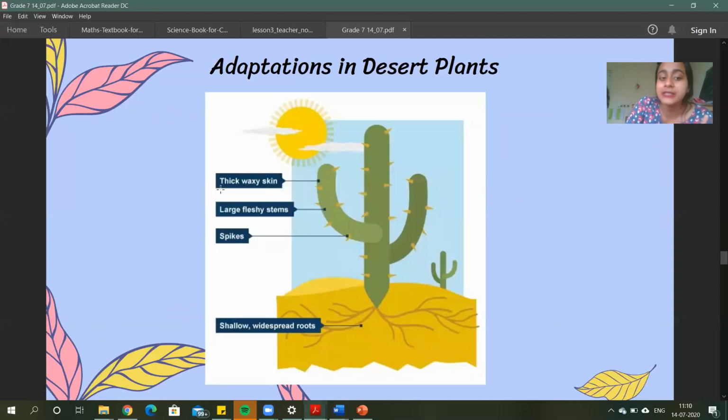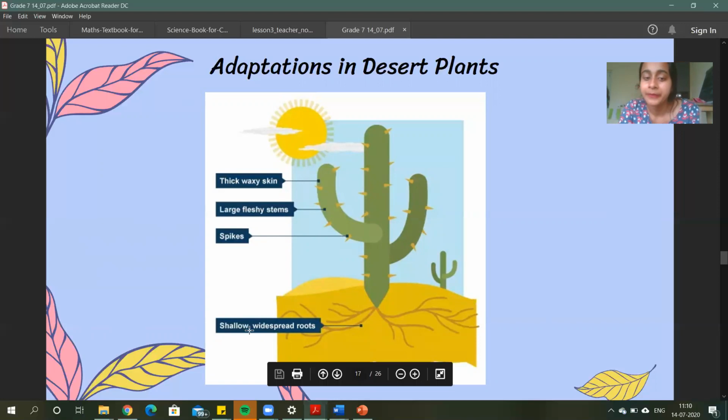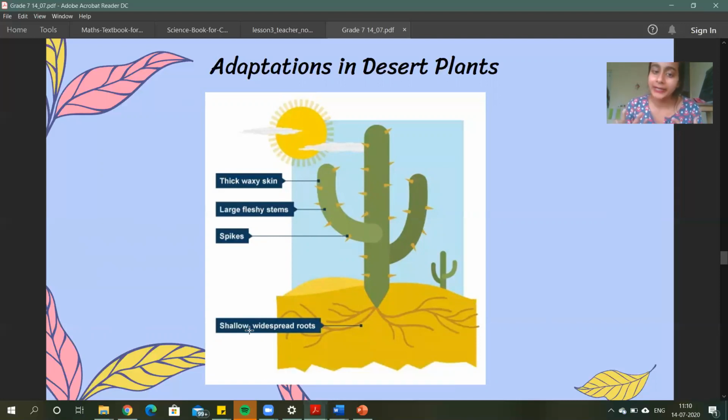First is a thick waxy skin. Then there are large fleshy stems, then spikes, and shallow widespread roots. And as I say every time in class also, everything in nature is there because of a reason. No plant or animal has any parts which are not useful to them. They are all that way because of a reason.